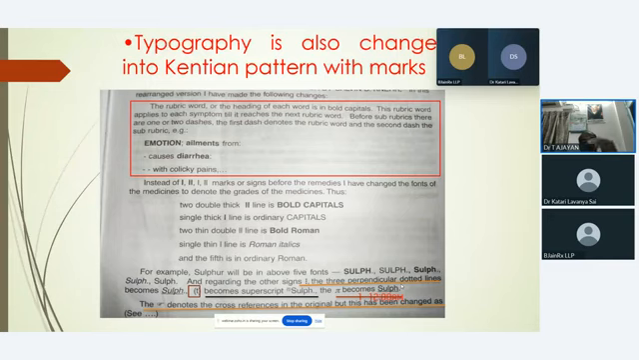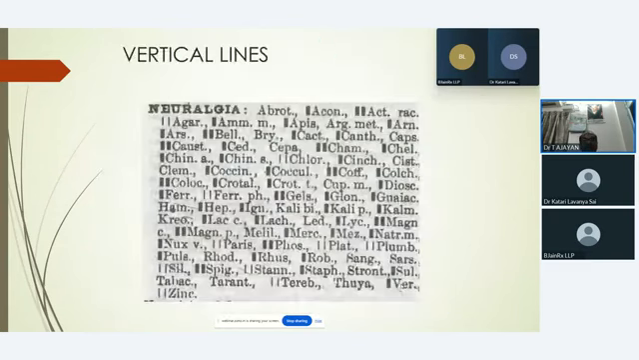The reason is that their chapter is based on the reversed edition, where the Kentian method pattern is followed. Therefore, the typographic markings are changed to bold capitals, bold Romans, etc. In the original repertory, the typographic markings are like this: single thick bold, double thick bold, etc. We have already discussed these; they are considered as vertical lines.